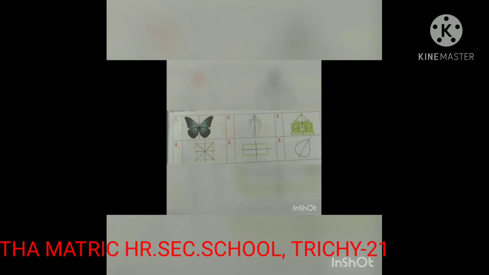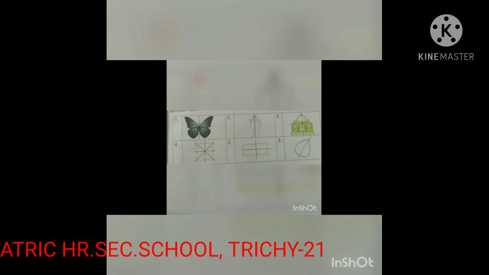A symmetric line divides the parts. Let's see some more examples. We check whether the following are symmetrical shapes: the butterfly, human being, Taj Mahal, then square, rectangle and leaf. These are all symmetrical objects, with symmetrical lines.